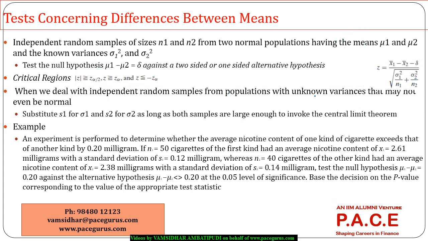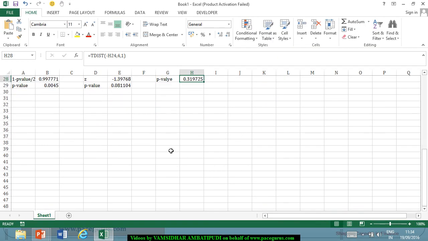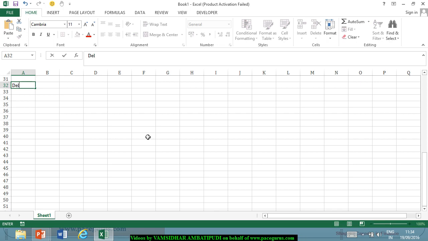Now, if you look at this scenario here, take a simple example. I'm conducting an experiment to determine whether the average nicotine content of one kind of cigarette exceeds that of the other by 0.2 milligrams. So we want to find whether mu1 minus mu2 equals 0.2. So at least some of the information that I have, the delta value in this case, is 0.2.